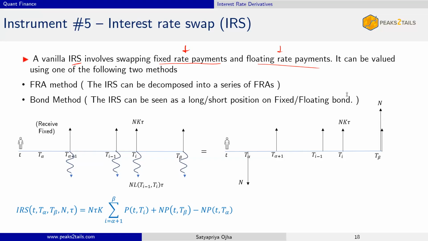You can have floating-floating IRS. So there'll be two rate curves. There'll be some basis between them, and then you exchange floating based on one yield curve, and the other guy gives you floating based on the other yield curve. That also is there.